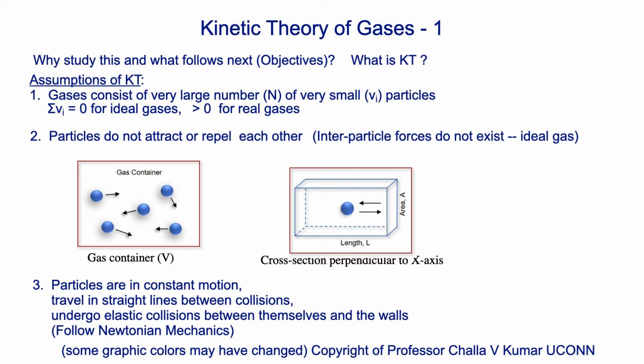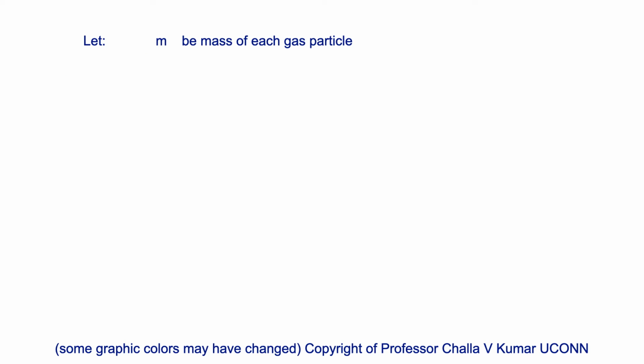So the area of cross-section of the container is A. We'll assume that it's a rectangular box, and the x-axis length is L on that box, and our red dot is moving parallel to the x-axis, and therefore its momentum and velocity are defined with respect to this axis. In the next slides, we have other properties to pin down.